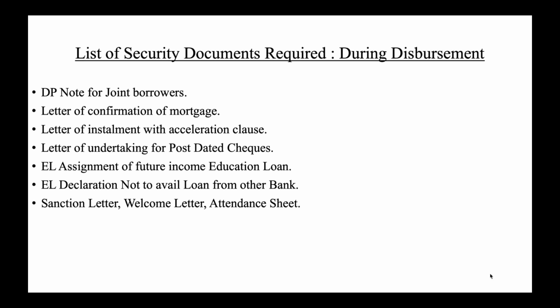This is pretty standard. The sanction letter which you have received, you have to sign it and give it back. The welcome letter is a letter which says that you have been approved. It's also called the pre-approval letter. The attendance sheet is typically for the second stage, so it's not for this stage, and we'll take that up in the next slide.